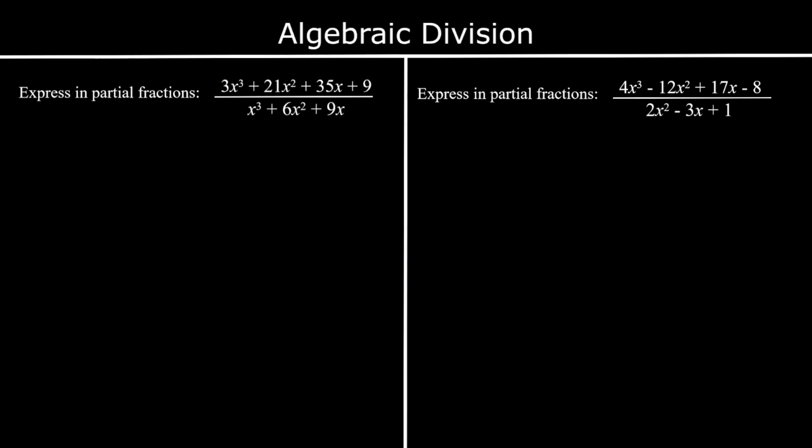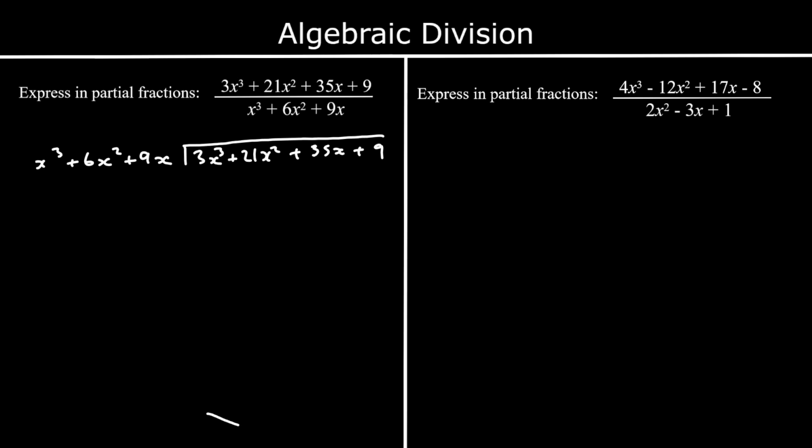And last question, express in partial fractions. We're going to need to factorize the denominator. We could use long division to split it up. Let's do that. So we're going to have x cubed plus 6x squared plus 9x into 3x cubed plus 21x squared plus 35x plus 9.